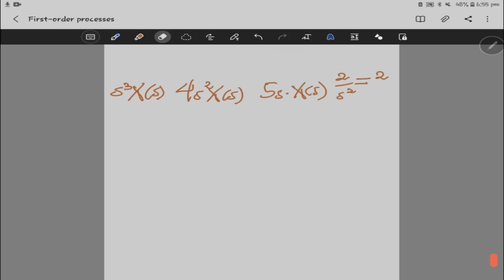Before we do that, that will mean that we have to make X of s the subject, right? So basically we are not done with the Laplace transform. We've done the transform, but we have to make X of s the subject, right?